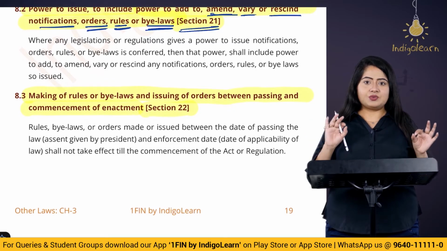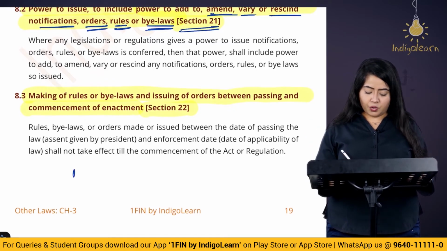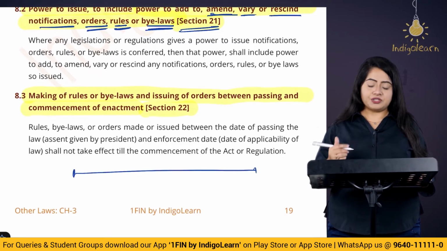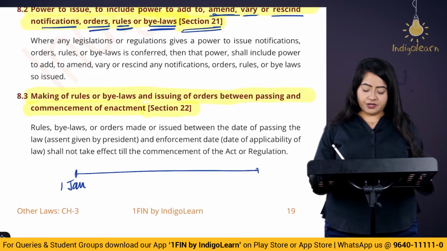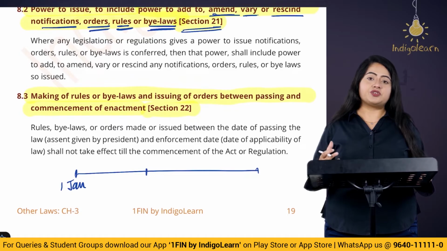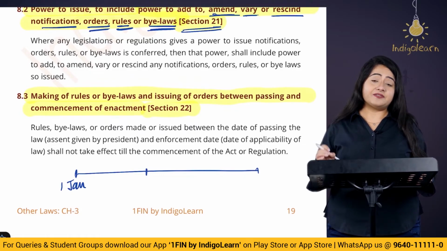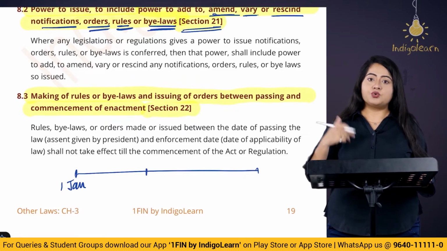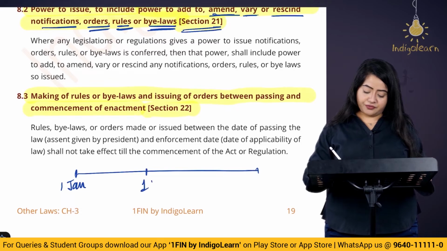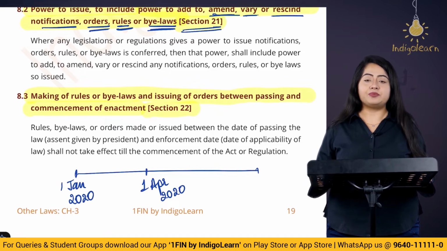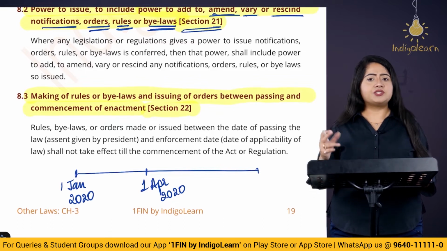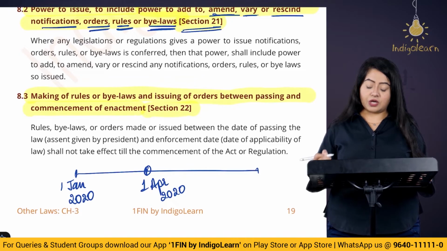Let's try to understand this with a small example. Suppose there is an act which comes into the picture on, let's say, 1st of January of a year. Now here this act is brought into the picture, but let's say the official gazette specifically says that this act is going to be applicable from the 1st of April of 2020. This is a hypothetical example. So we are saying that this particular act is going to be applicable from the 1st April of 2020.